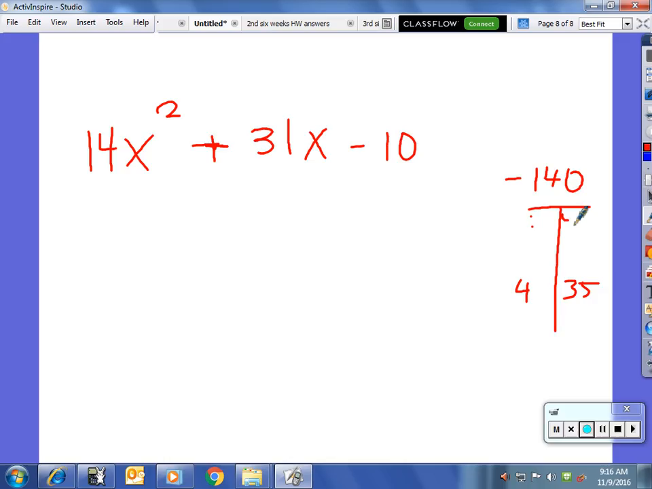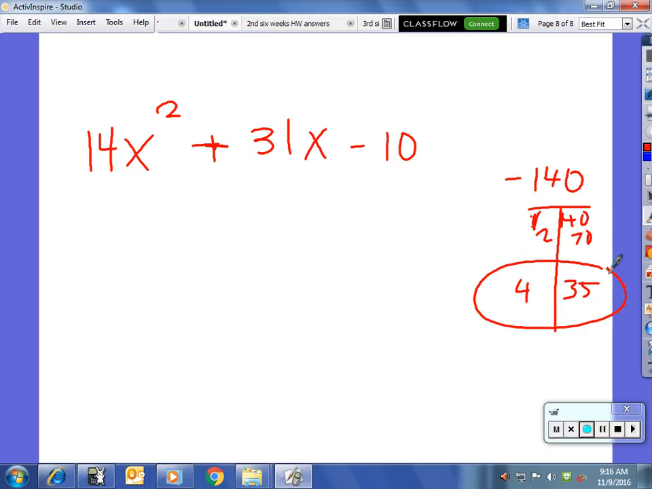I started making my list, 1 and 140, 2 and 70, and all along I'm trying to see if it adds up to 31. 3 won't go in, then I did 4. I have my calculator there. 4 goes into 140 35 times, and I stopped right there and I asked, could that make a 31?